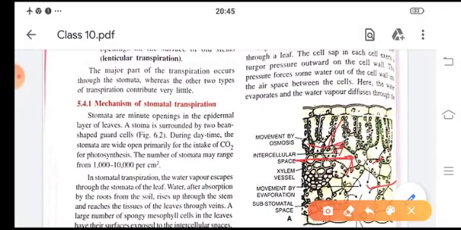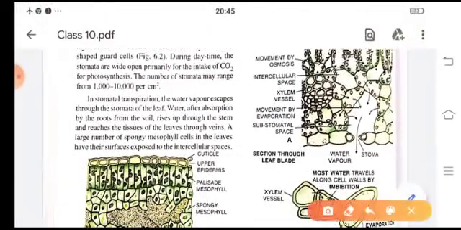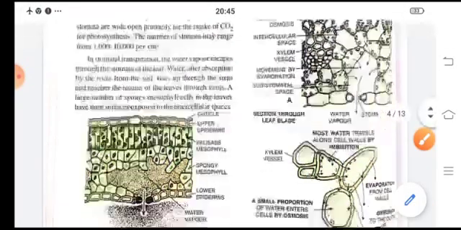That means turgor pressure is there, which is exerted on the cell wall, and they ooze out this water into these intercellular spaces. From these intercellular spaces the water gets saturated with the air and forms vapors, and this vapor goes out from the stomatal opening.